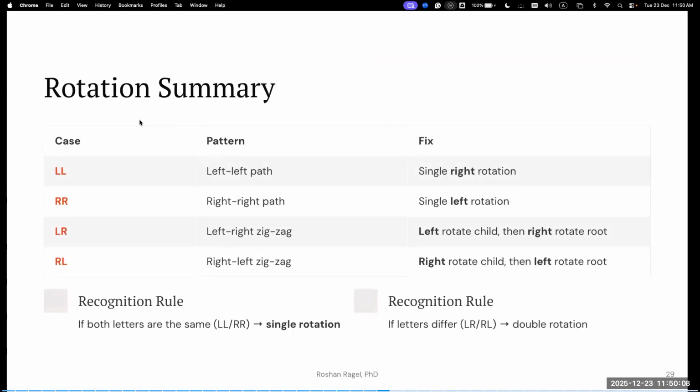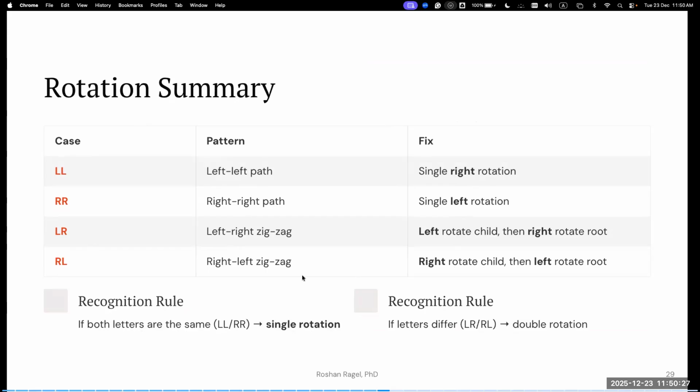Here is a summary of rotations. So the four cases: two cases are zigzag, two cases are straight lines. In the first two cases, the straight line cases, we do a single rotation. Zigzag cases, we'll do two rotations.